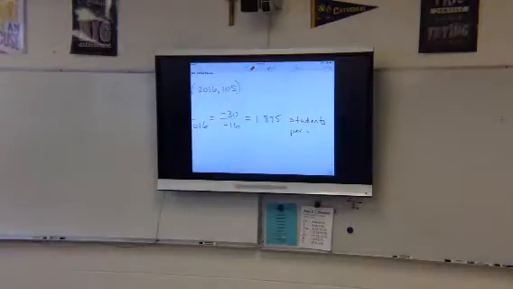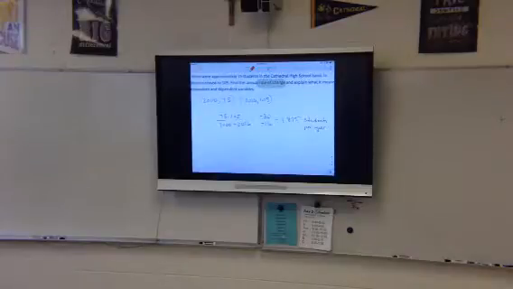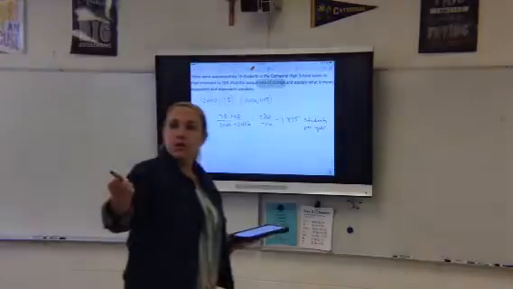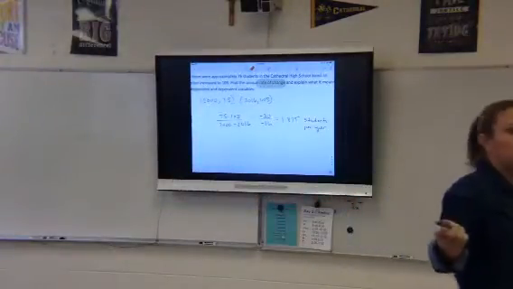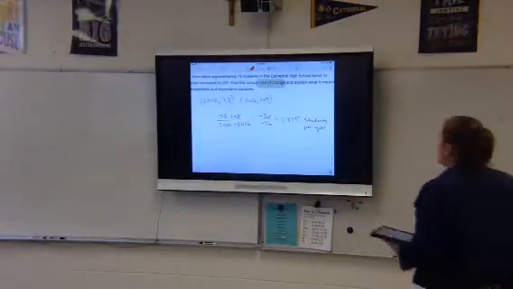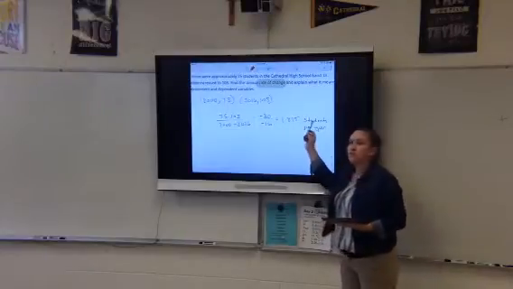If I'm asking you to explain in a sentence what is actually going on here, it's how much we're increasing per year. So on average, we're going up about 1.9 students a year.